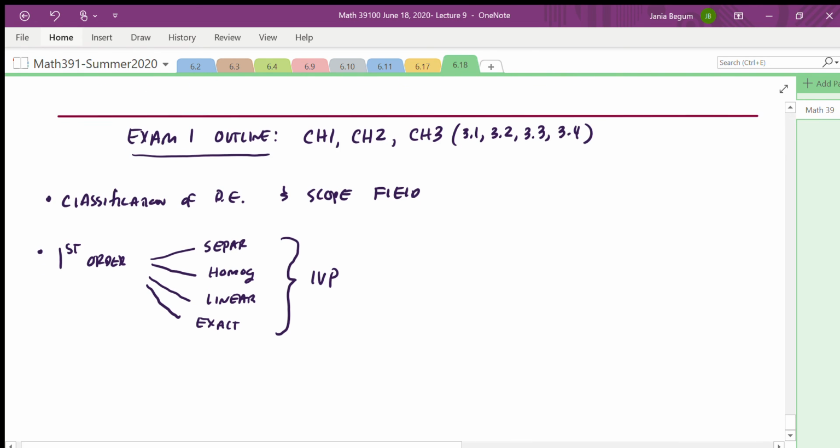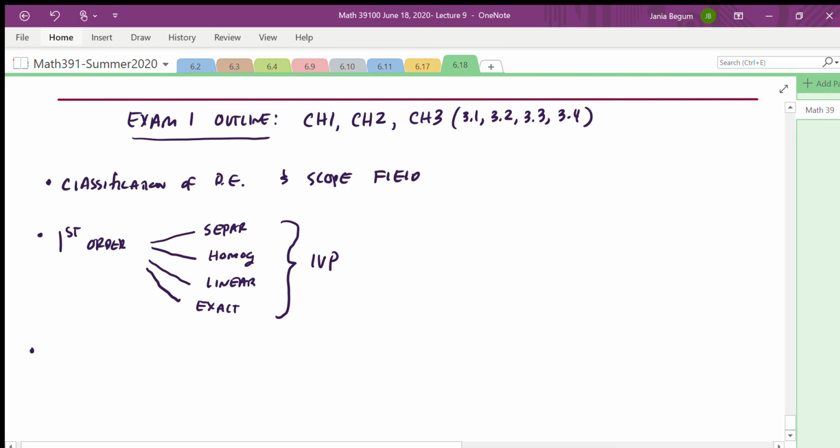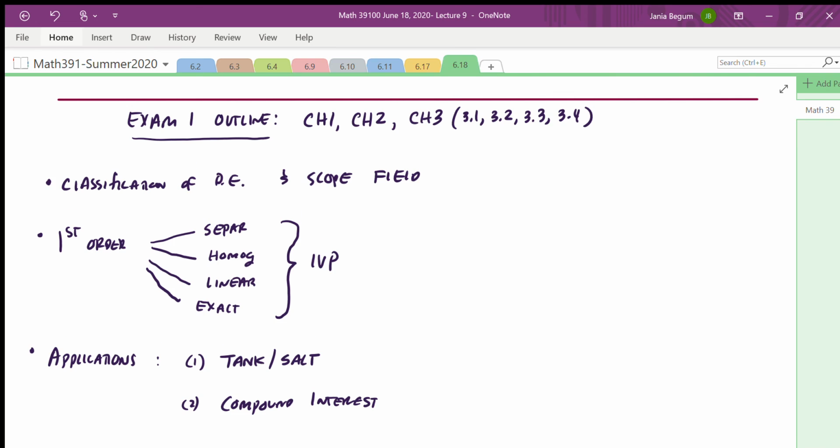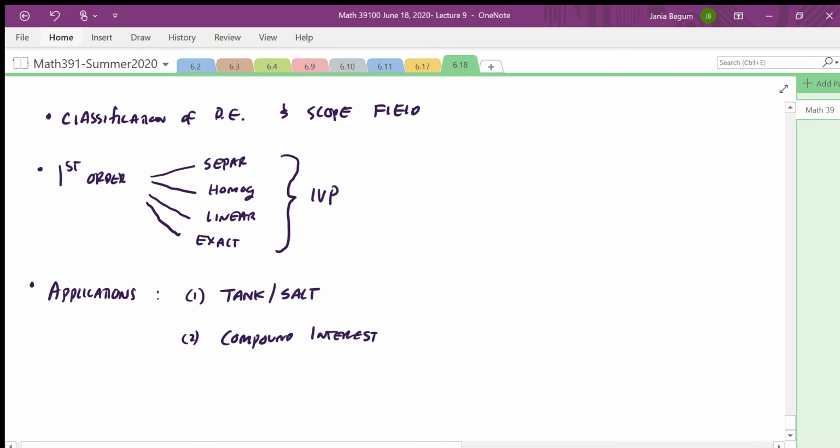And then after that, we talked about applications. There's 2 types of application that you are responsible for. One, tank or salt. Second one is compound interest. So these are the 2 applications you are responsible for. I'm not going to put Newton's law of cooling because I didn't cover that. So if you had that on web work, that's totally fine. Extra practice is always good.